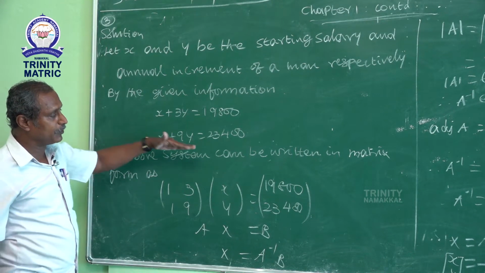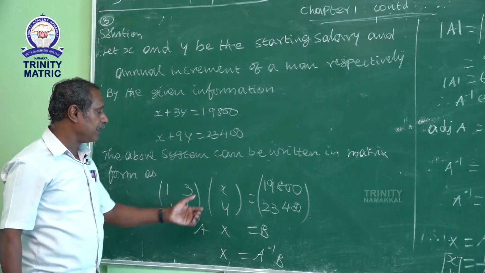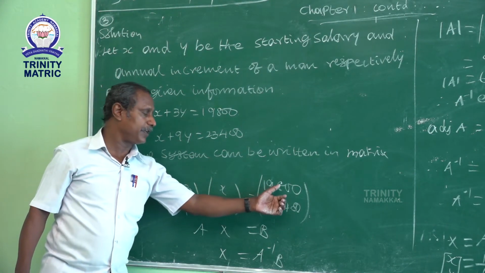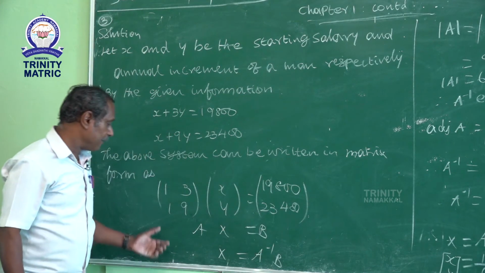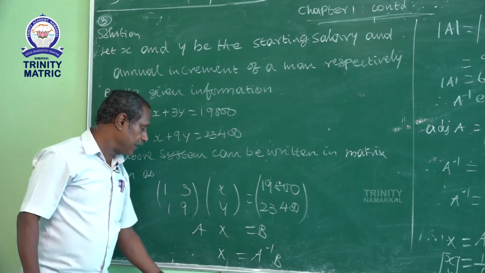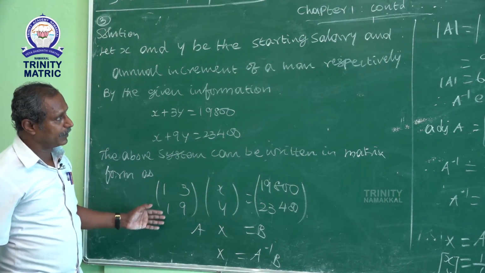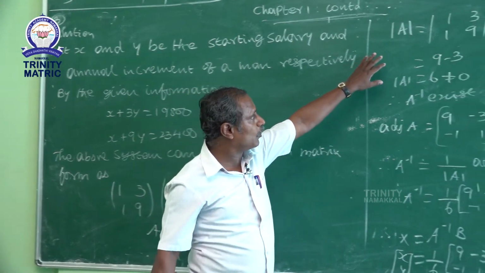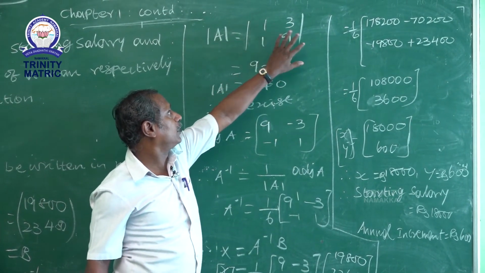The above system of equations can be written in matrix form, that is [1 3; 1 9] times [x; y] equals [19,800; 23,400]. That is AX equal to B. We already know X equals A inverse B, because A is the coefficient matrix. So find the determinant value of the coefficient matrix, that is the determinant of [1 3; 1 9].